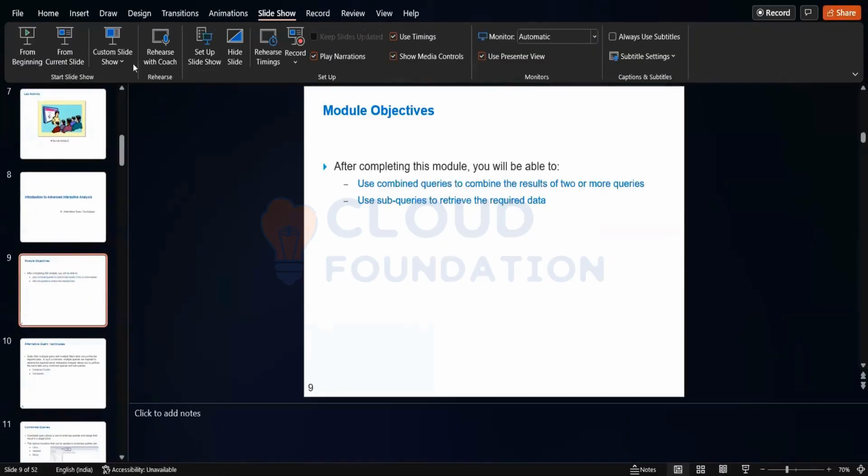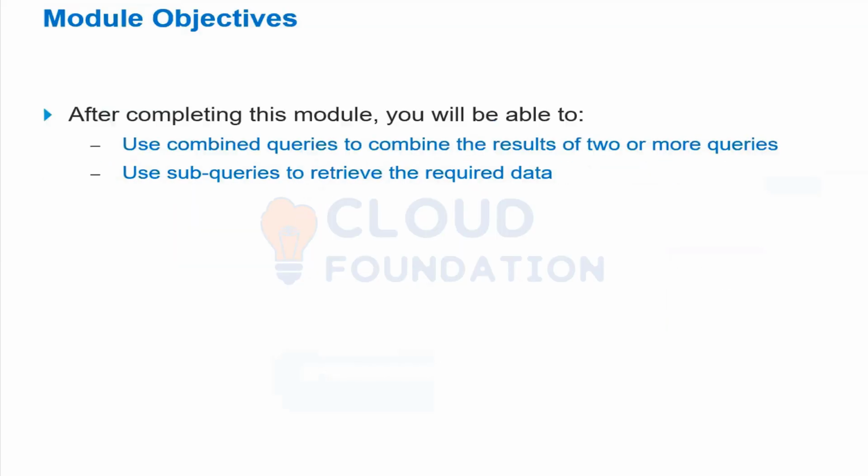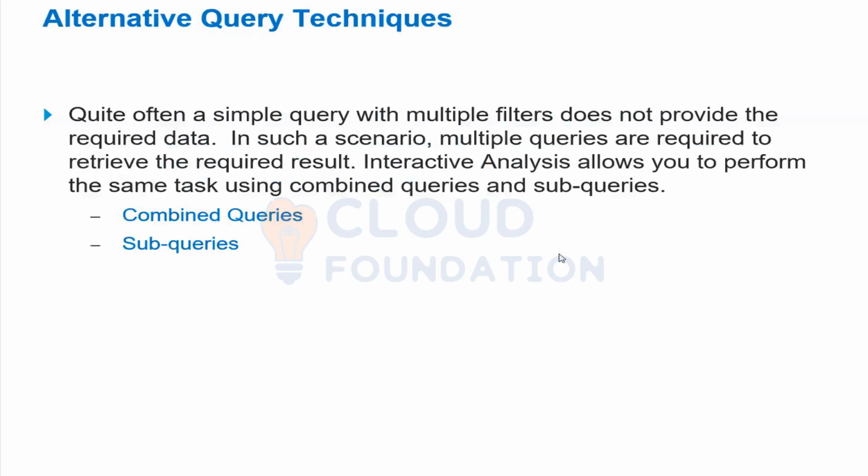Alternating query techniques. This is about combined queries. I use combined queries to combine the results of two or more queries. Use subqueries to retrieve the required data. Combined queries are like union and intersection, like Venn diagrams.